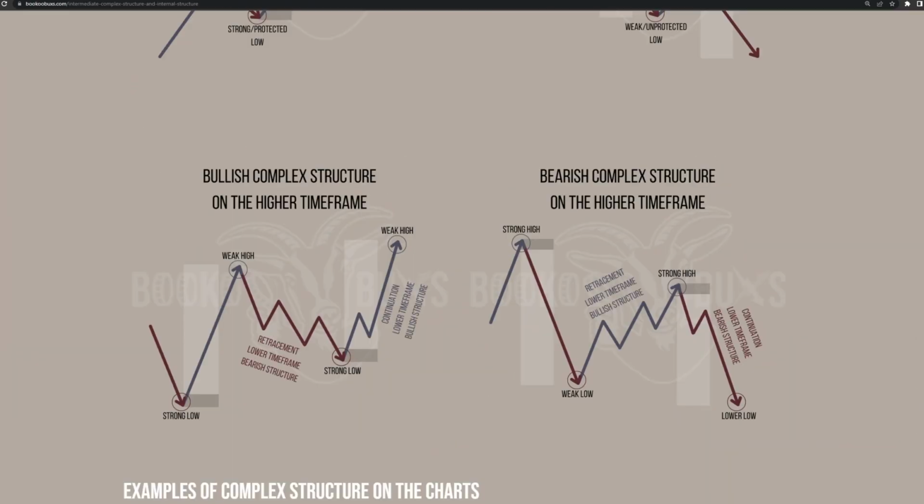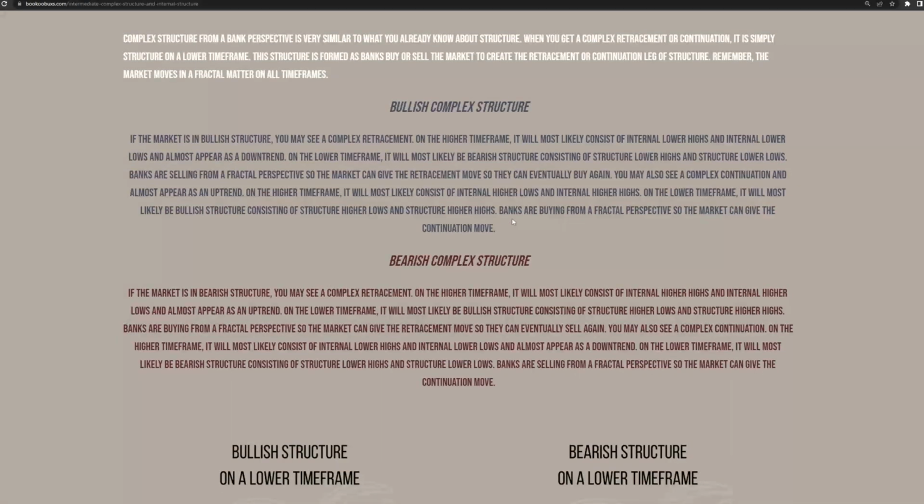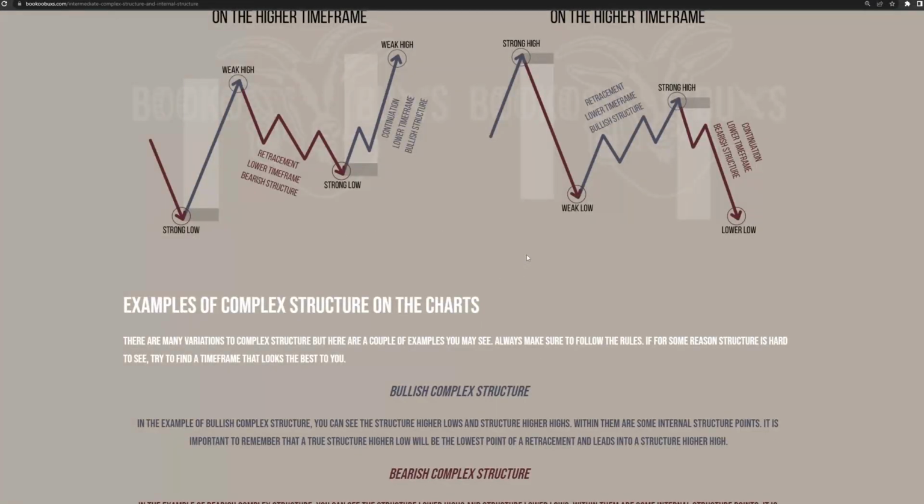So what I'm trying to show you here from a bank perspective, those complex retracements and complex continuations, they're there for a reason. It's just banks' way of moving the market. Obviously, if they want to push the market up, they got to buy it. They want to push the market down, they got to sell it. And typically, when you see those complex retracements and continuations, they are structure points on a lower time frame. You may not see the structure points on the higher time frame. It may take you some time to get down to a certain time frame to see those structure points, but they are there. That makes sense?